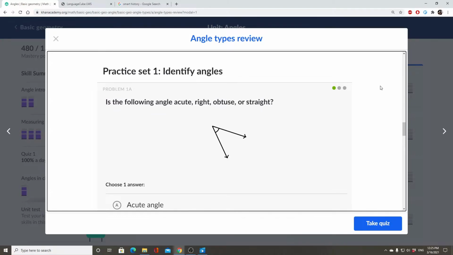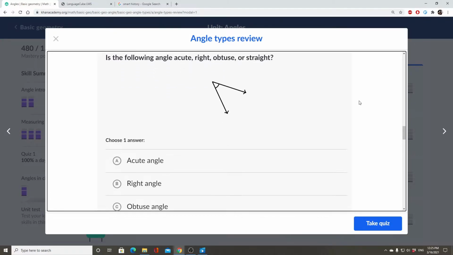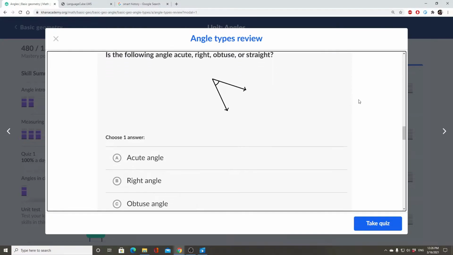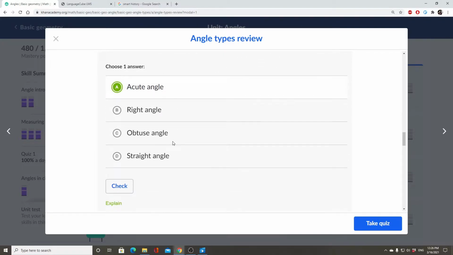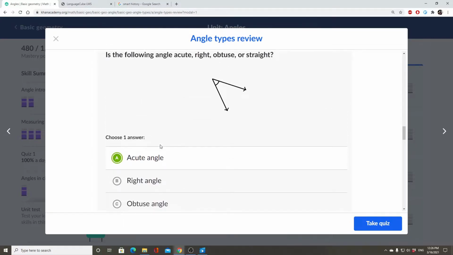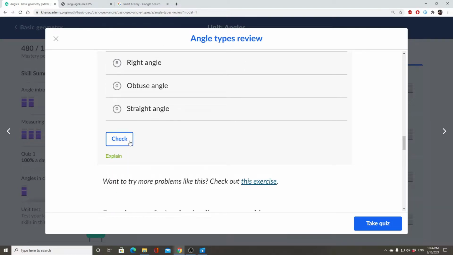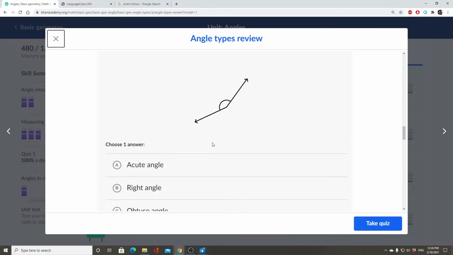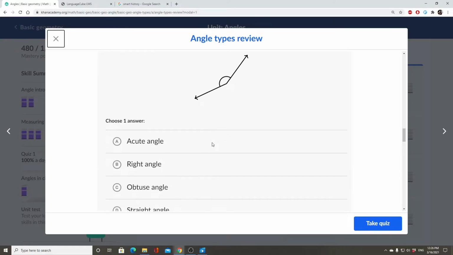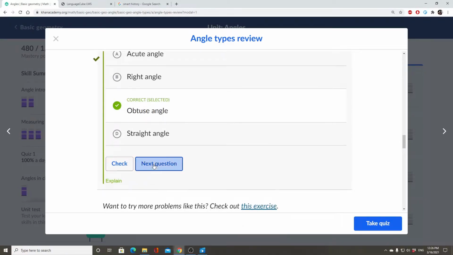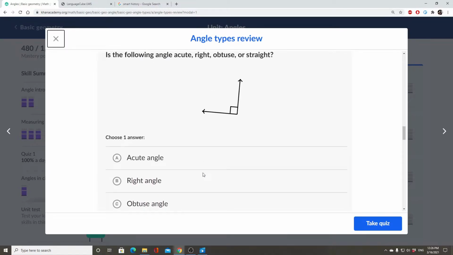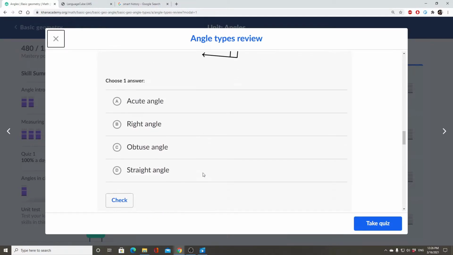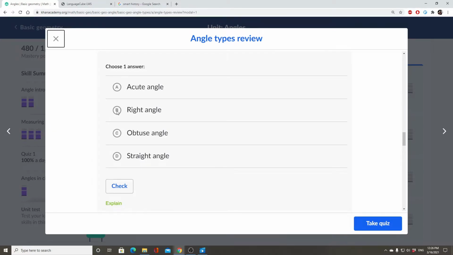Yeah, okay, cool. So let's just do some practice here. Is the following angle acute, right, obtuse, or straight? Well, that's acute. It's a cute little angle. I remember my grade 10 teacher, I think, telling me that. So there we go. Next question. Yeah, okay, that's obviously obtuse. This is not very challenging. Following angle, that's a right angle, yes.